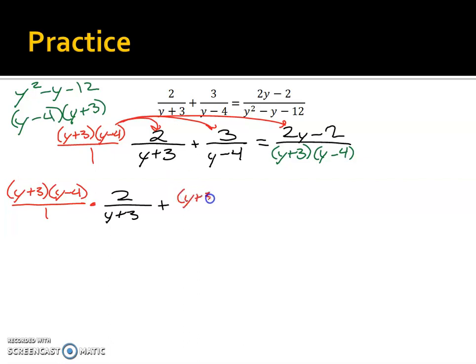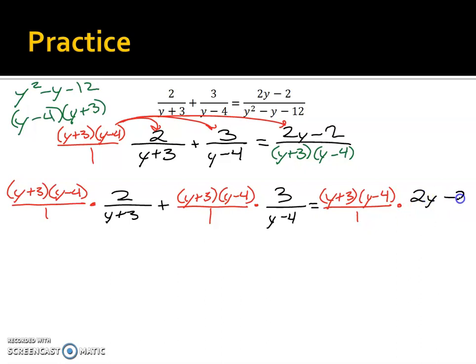Again, y plus 3 times y minus 4 over 1 times, now I've got 3 over y minus 4, equals, and again my last one here, I've got y plus 3 times y minus 4, that's all over 1 times, now I've got 2y minus 2 over y plus 3 times y minus 4. And as you are doing this, I'm writing a whole bunch.